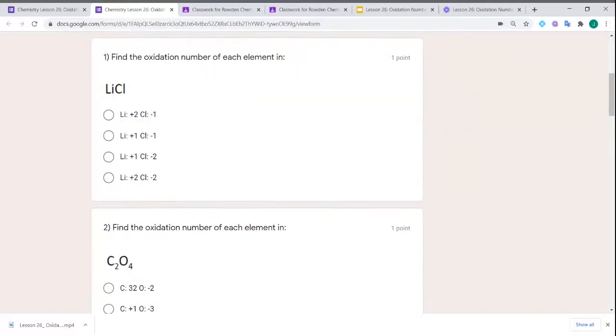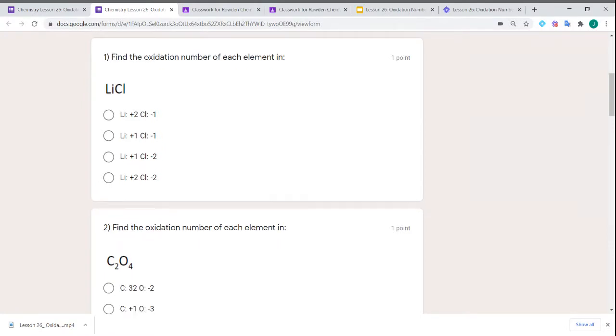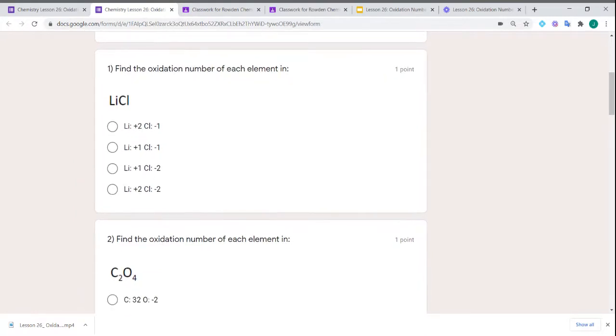We're looking at the questions in lesson 26. I want you to go through and do all the work yourself before looking at this, but I just want to run through what you should be getting so you can make sure you're doing it right.